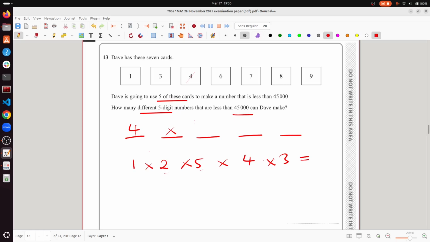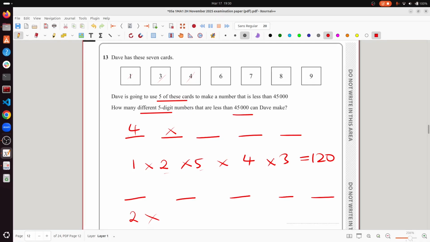2 times 5 is 10, 4 times 3 is 12, that's 120. Now, the other way he could have started is to choose either 1 or 3. So that gives him 2 ways, 1 or 3. If he chooses one of those numbers, he has 6 other numbers to choose from. It does not matter because those numbers will always be less than 45,000.